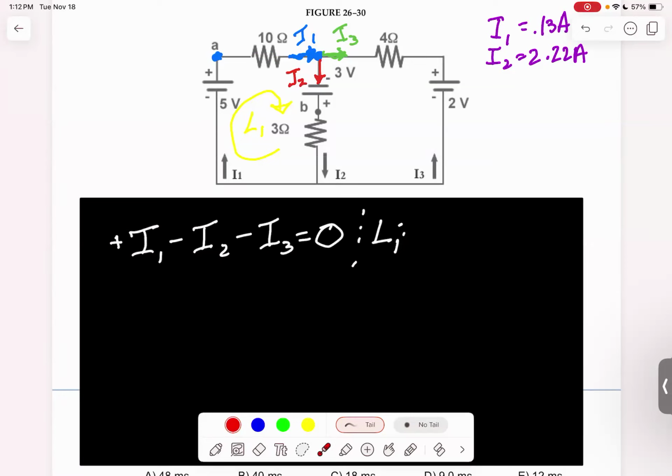I should have a voltage drop of, let's see here, my voltage drop is going to be minus, and how much? It's going to be the current. Well, we do know the current. I'm just going to put I1 for right now, times the resistance, which is 10. That's Ohm's law, current times resistance. So there's our first drop in that loop.